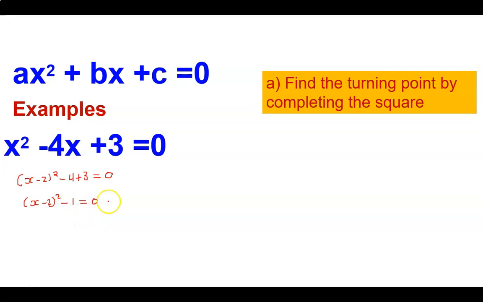Okay? This will give you the coordinates of the turning point, a minimum this time. The turning point is x, we need to change the sign, so 2, and y is minus 1. Fine, that's how you do it. If you want to, you can plot this and see if the minimum of this graph has coordinates of 2, minus 1. You can do that easily.